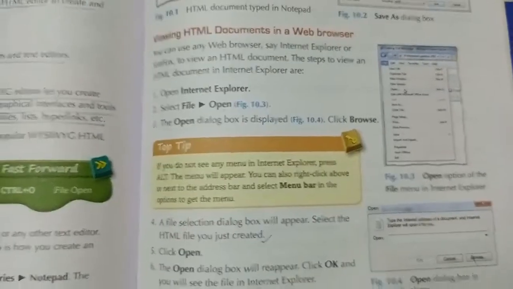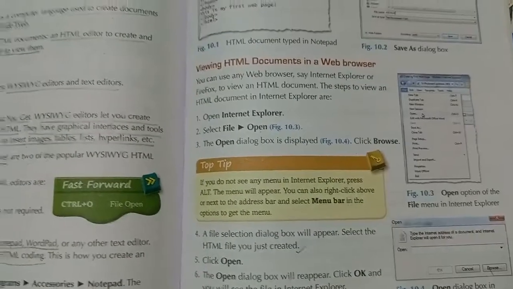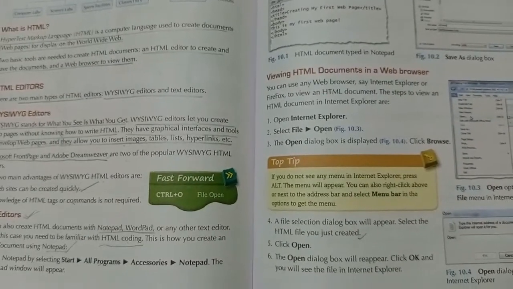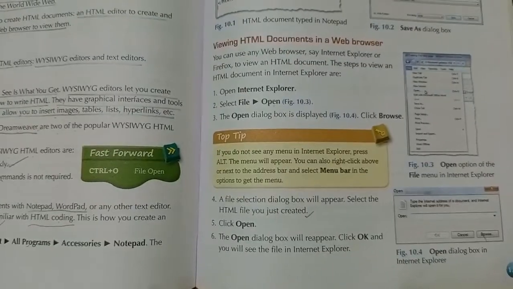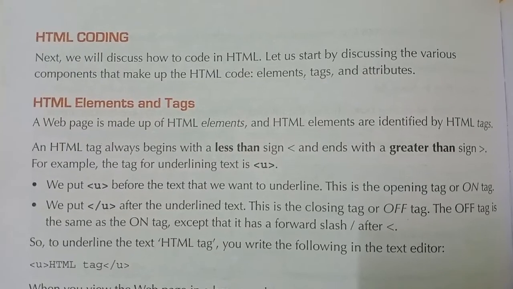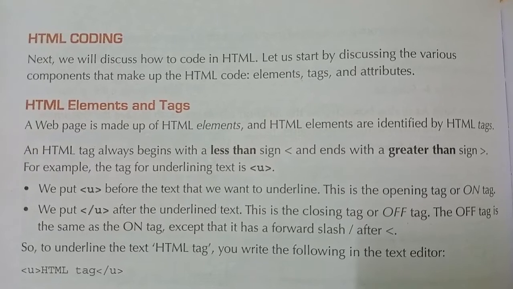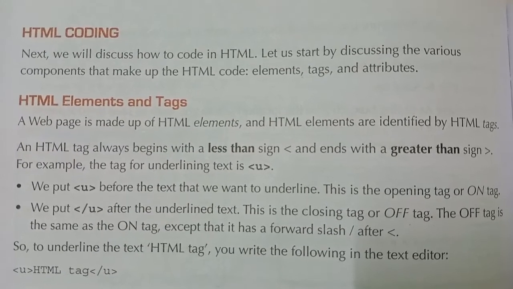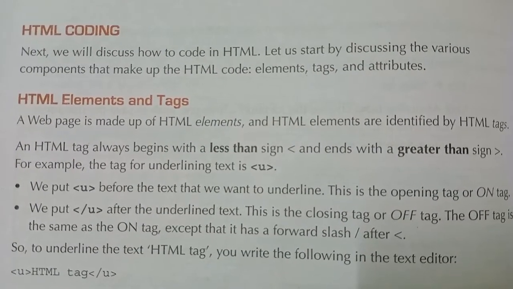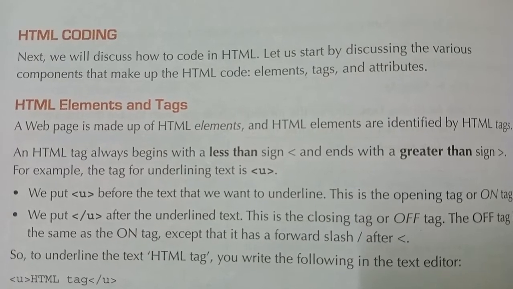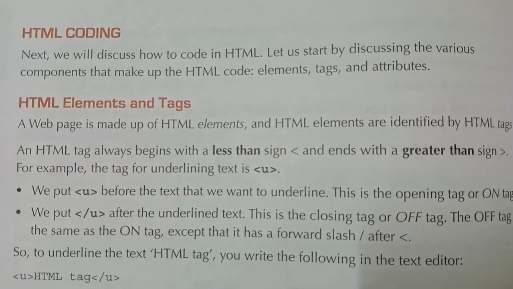Understood? So this is the way of creating and viewing the HTML page, the HTML document. Understood? Now go to the next page. Now, HTML coding. This is the main part that you have to learn very nicely. Otherwise you cannot write any coding, and you cannot create any web page. So you have to learn it very nicely.